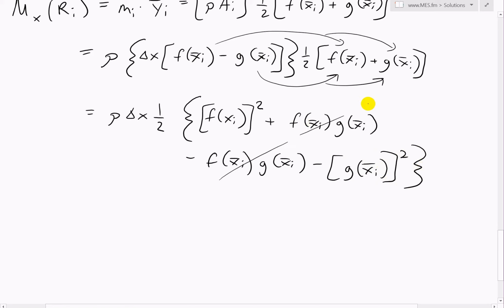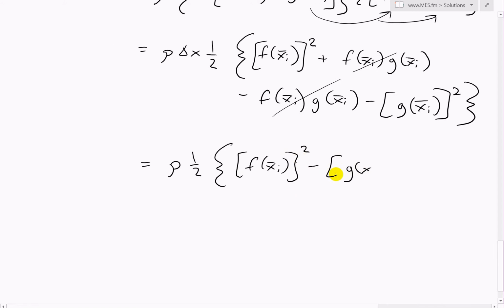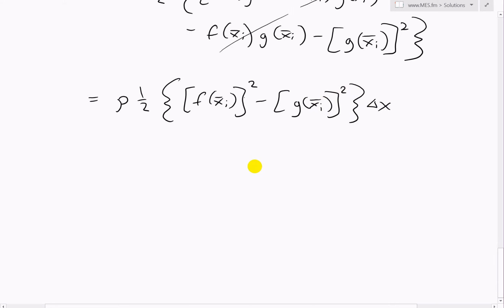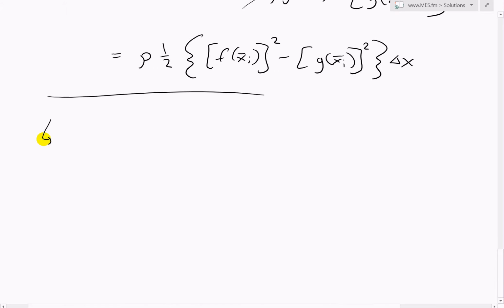So all we do is this cancels right here. What we end up getting is rho, and then 1/2, and then f of x i squared minus g of x i squared, and then put the delta x. Last time I forgot, but here we just put it like that. So that's for our subregion, and then again we just take the full limit.